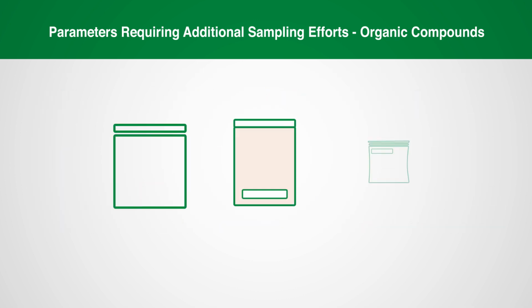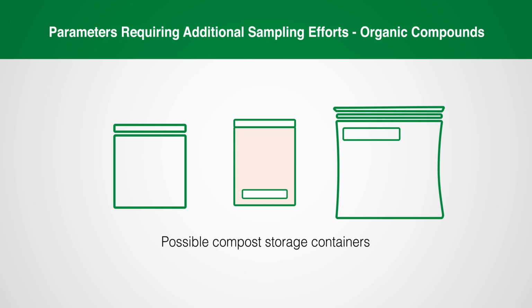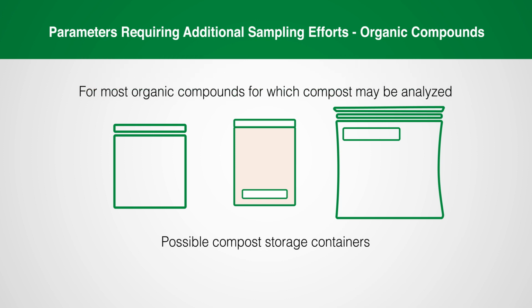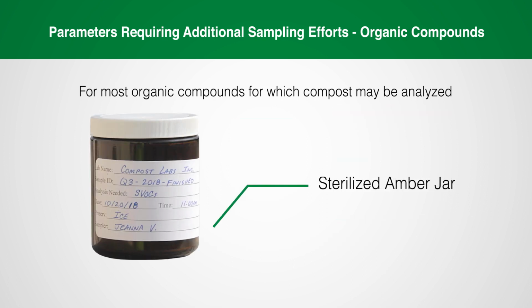There are different recommendations for the proper containers to use for different classes of organic compounds. However, for most organic compounds for which compost may be analyzed, a sterilized amber jar with a Teflon lid should suffice.